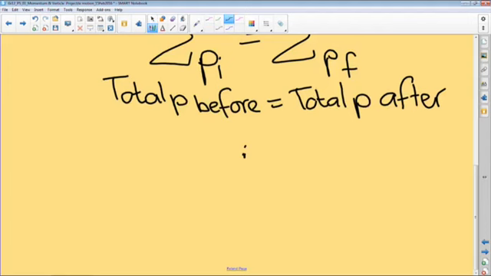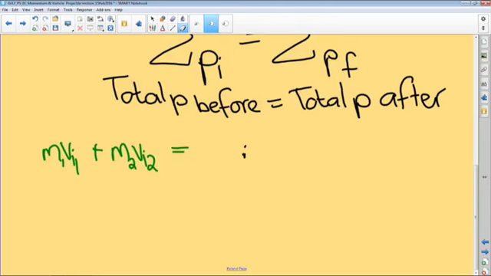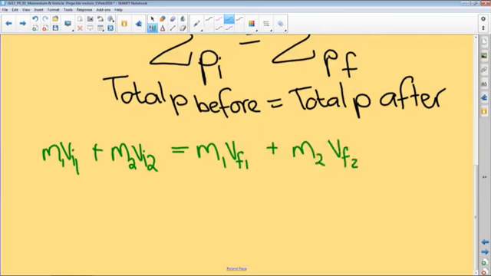If we have two separate objects that collide and move off as separate objects, then we would say that my first object's mass times its initial velocity, plus my second object's mass times its initial velocity, is going to be equal to the first object's mass times its final velocity, plus my second object's mass times its final velocity.